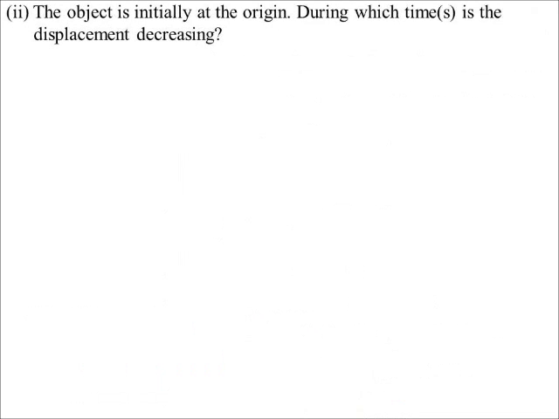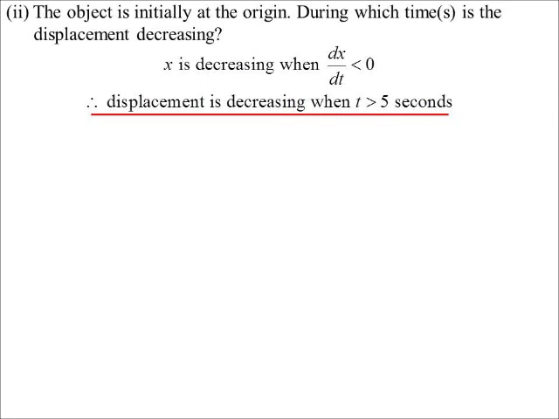Right, it told us it's initially at the origin. During which time is the displacement decreasing? Remember, we're looking at a velocity time graph. So we know it's decreasing when the derivative would be negative. So it would be dx by dt. dx by dt is velocity. So now we can look at our graph and say, all right, when is velocity negative? That'll be when the displacement is decreasing. So after t is greater than 5, that's when it'll be decreasing. That's when velocity becomes negative.